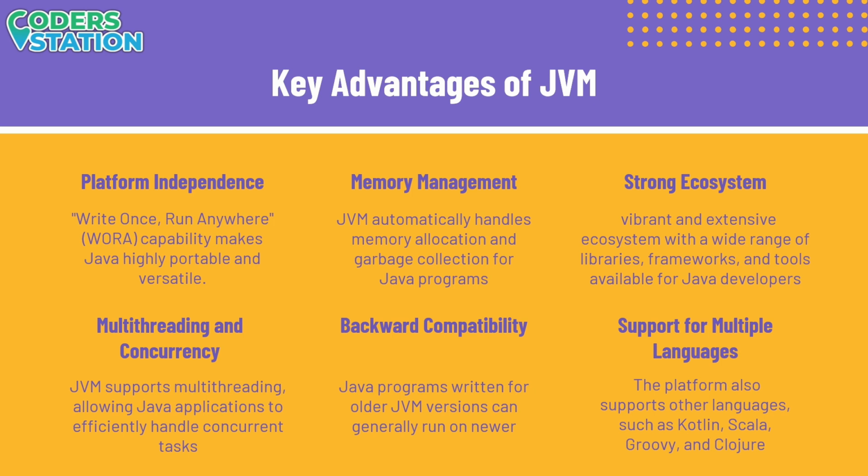While Java is most well known for the JVM, the platform also supports other languages such as Kotlin, Scala, Ruby, Clojure, and etc. This enables developers to choose the best language for their specific project while still taking the benefit from the JVM's advantages.